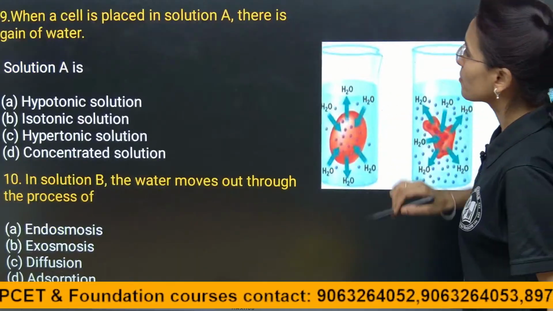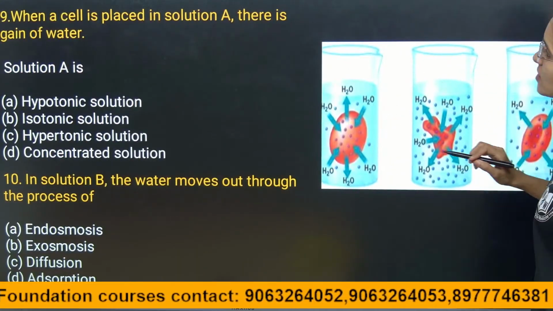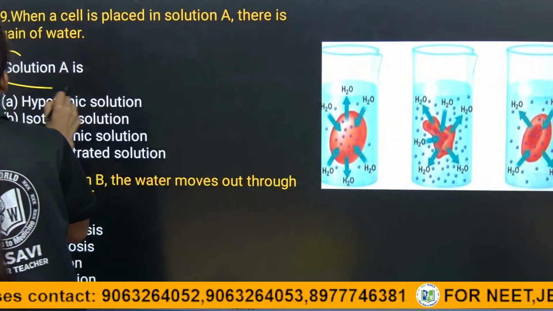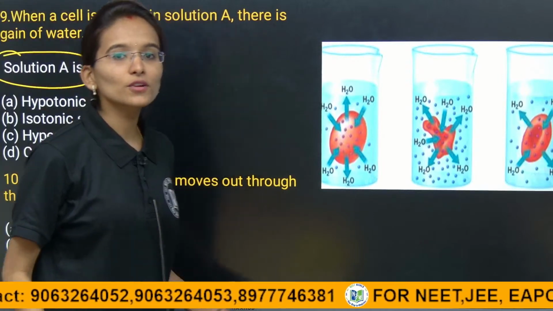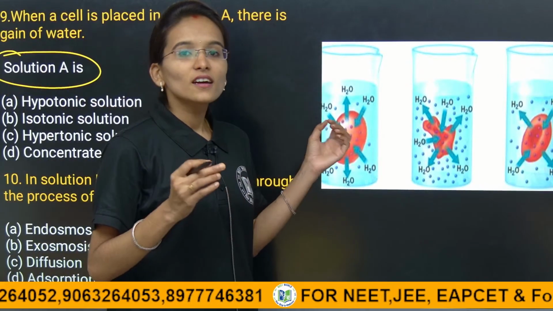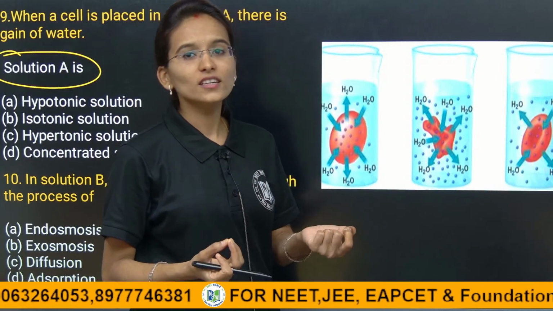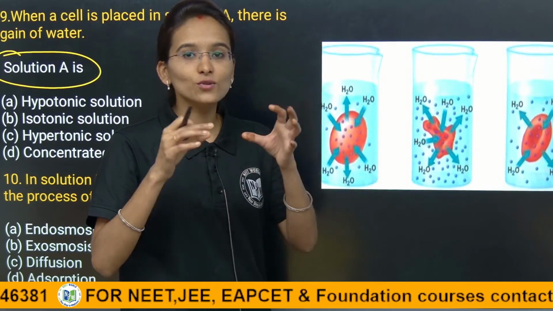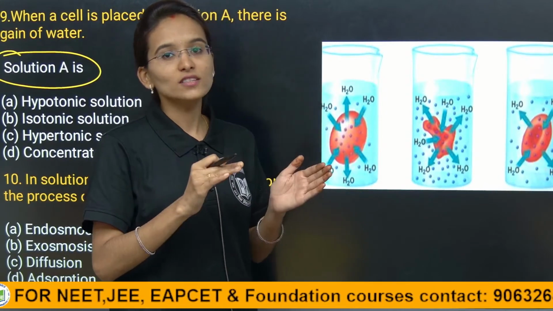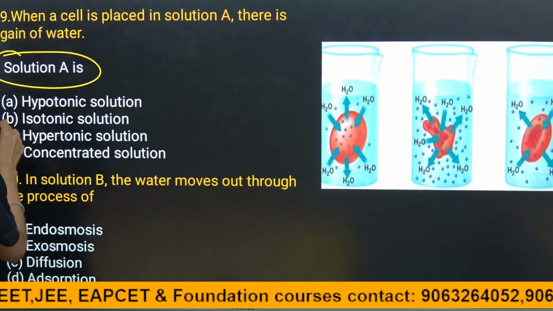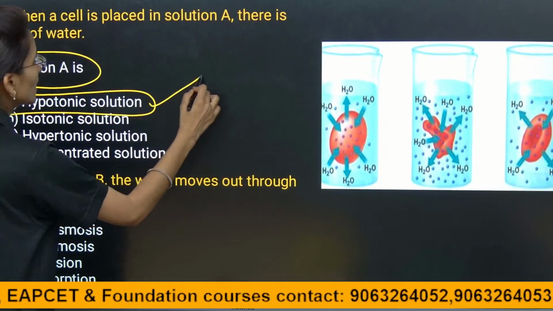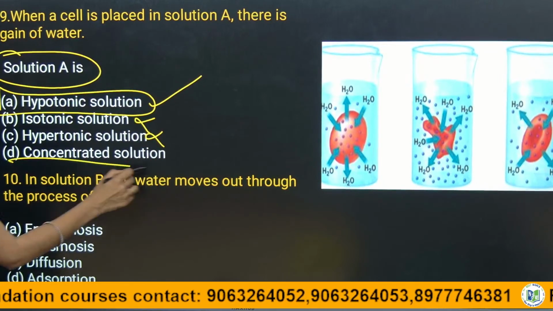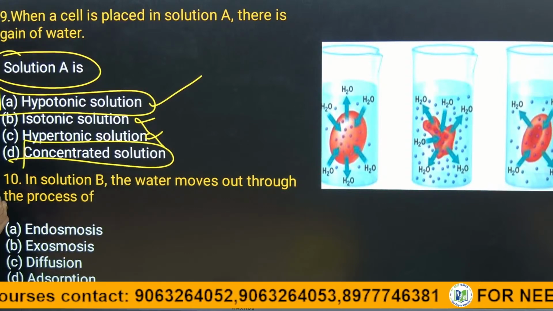Next case study question: when a cell is placed in a solution A, there is a gain of water. Gain of water means hypotonic solution. Clear with the concept? Whenever the cell is gaining water, the endosmosis process is occurring, and in that case the cell is going to swell. So we can observe this process in the type of solution called a hypotonic solution. No doubt, it is a direct answer. Isotonic is wrong, hypertonic is also wrong, and the concentrated solution is also a wrong statement.